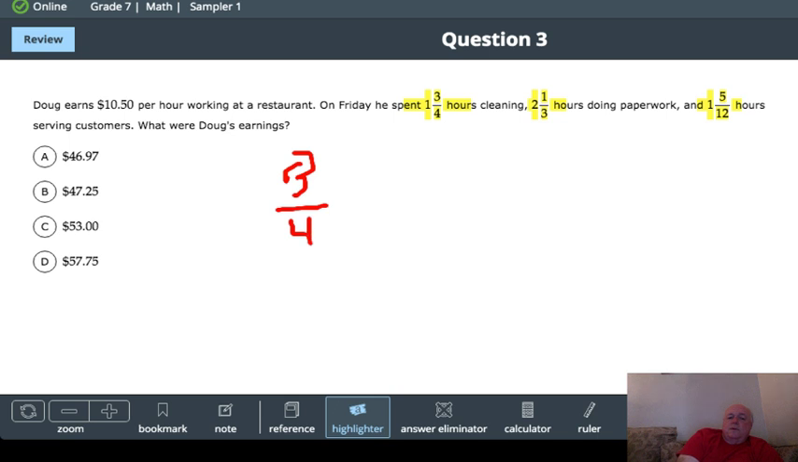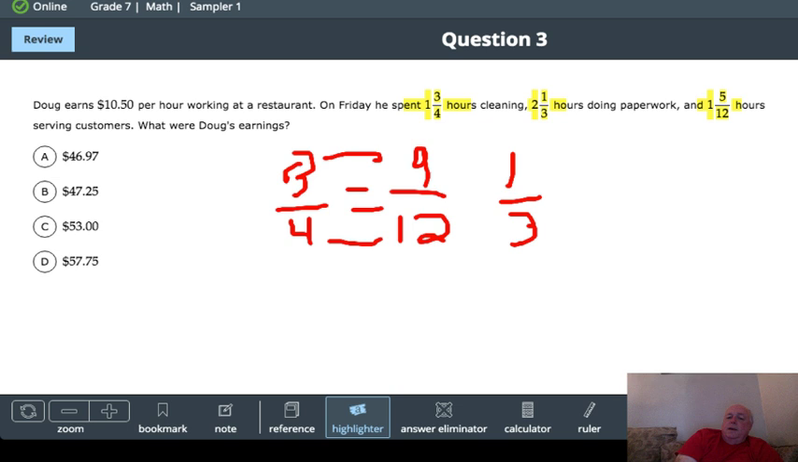So you have 3/4 equals how many twelfths? We're going to times 3 here, and we get 9/12. Then we have a third. For the same thing, how do we get it to be twelfths? We're going to multiply by 4, so this becomes 4.